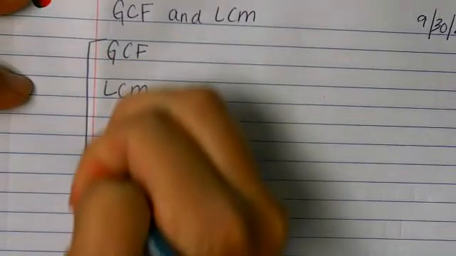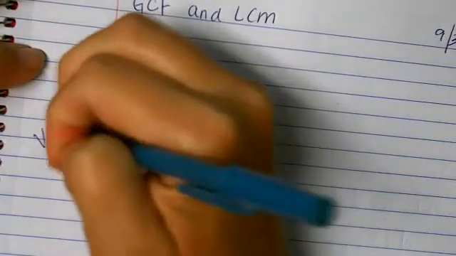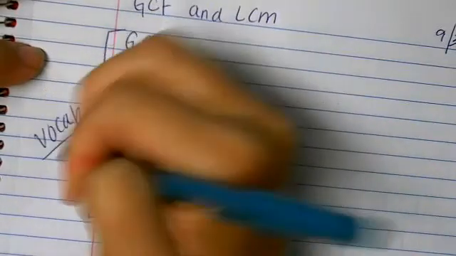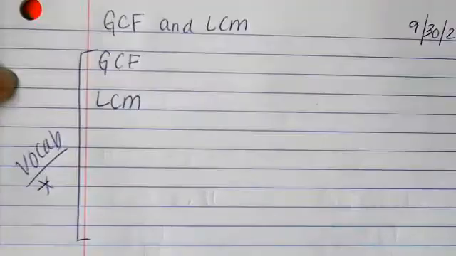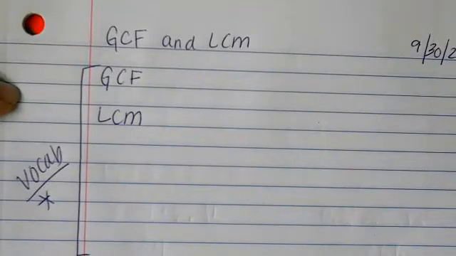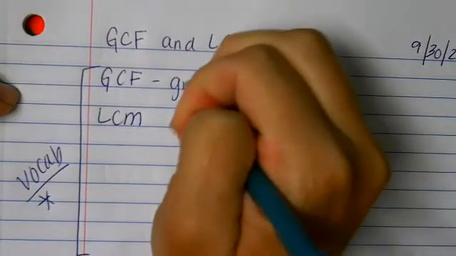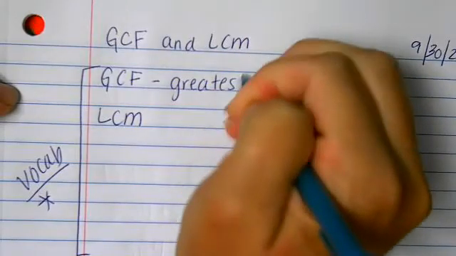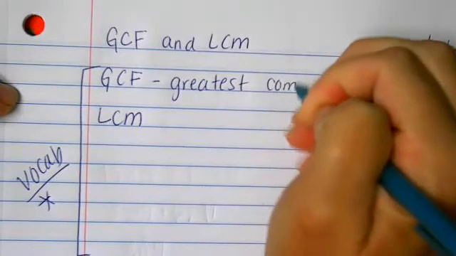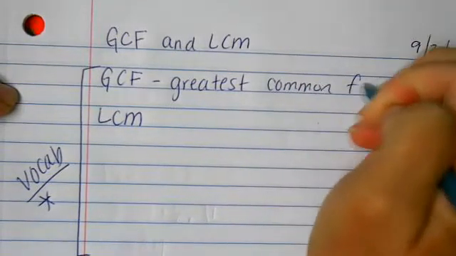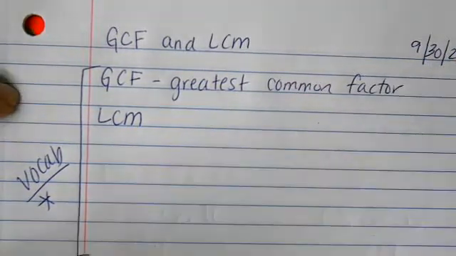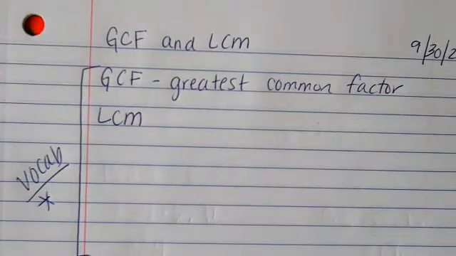This part up here is going to be very important vocabulary. So we're going to have some vocab that we need. These are terms that I'm going to say a lot that you need to know what they mean. Okay. So our GCF is our greatest common factor. And that really means very little to you right now because you don't know what factor is.